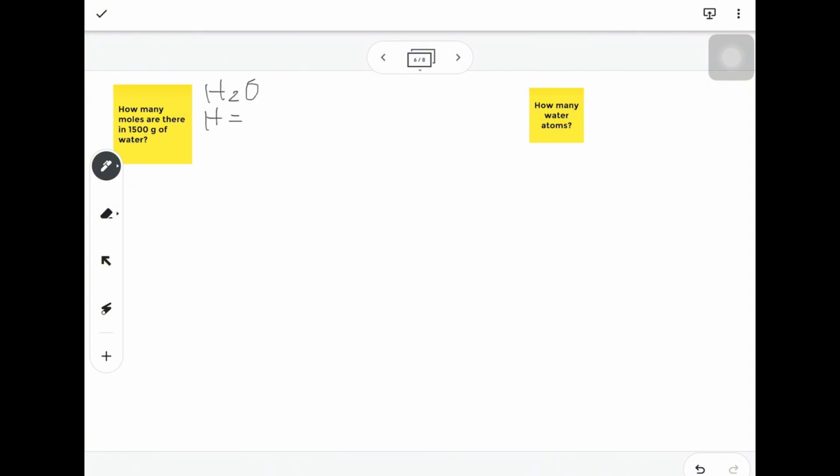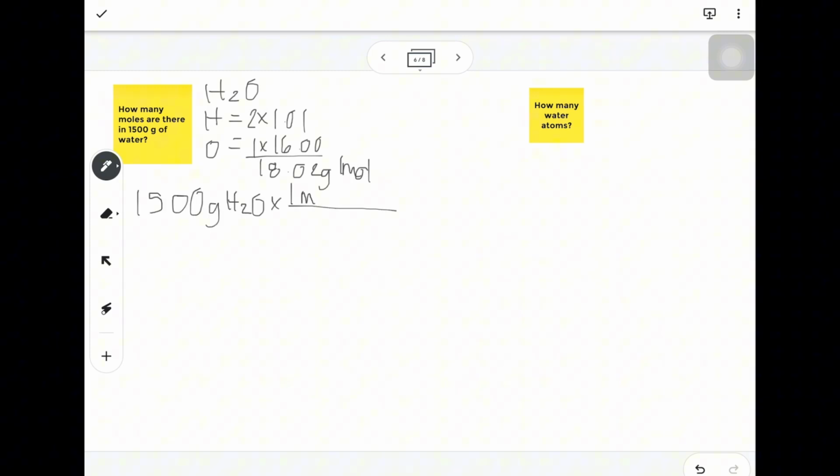Since this is a compound, we need to first find out the molar mass of the compound. So we have 2 hydrogen times 1.01 and 1 oxygen times 16, which results in 18.02 grams per mole. We multiply the given value of 1,500 grams of water with 1 mole of water over 18.02 grams. After calculating, we also cancel the grams, we get the value of 83.24 moles of water.